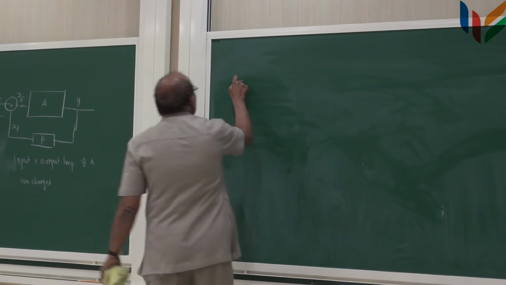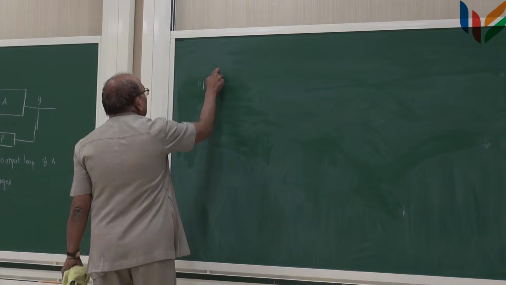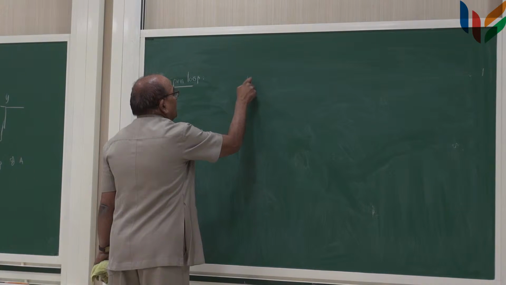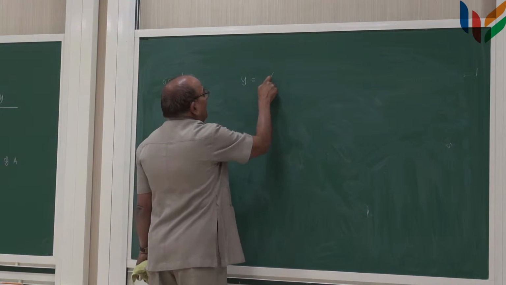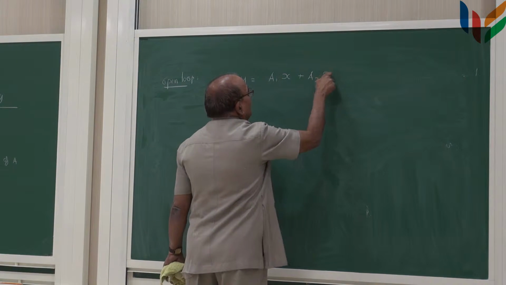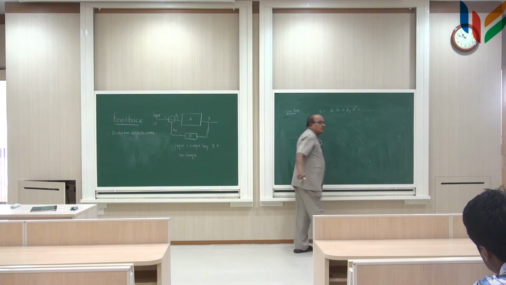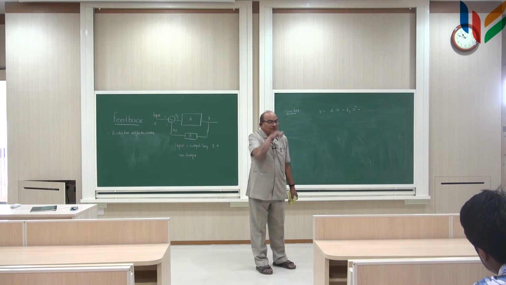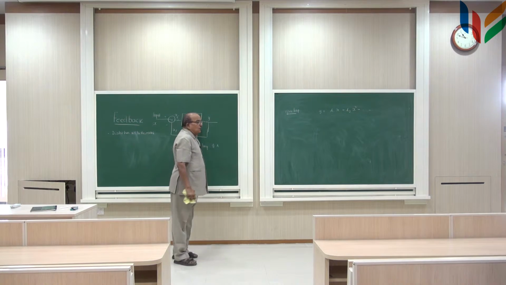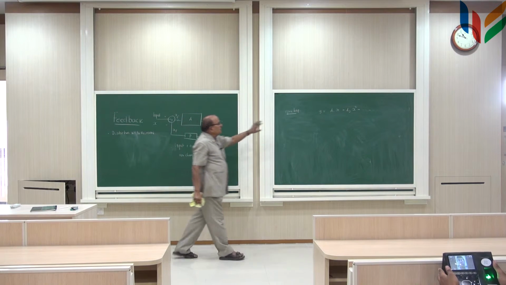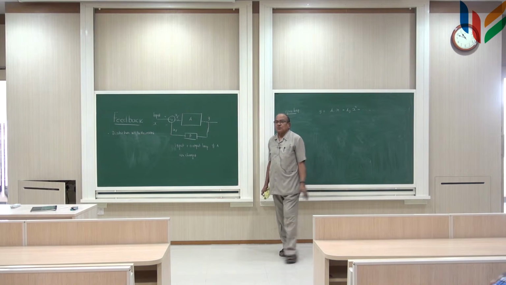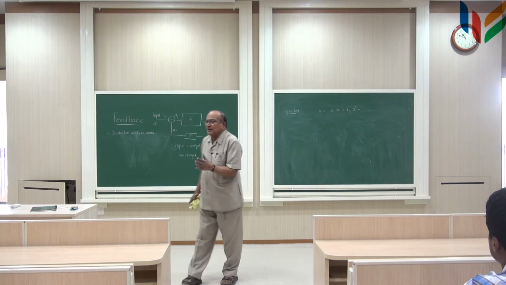In the open loop case, y is equal to A1 times x, plus higher order terms. There is some nonlinearity in this amplifier. So, the output y is not just linearly proportional to x, but it also has components corresponding to higher order terms due to nonlinearity.